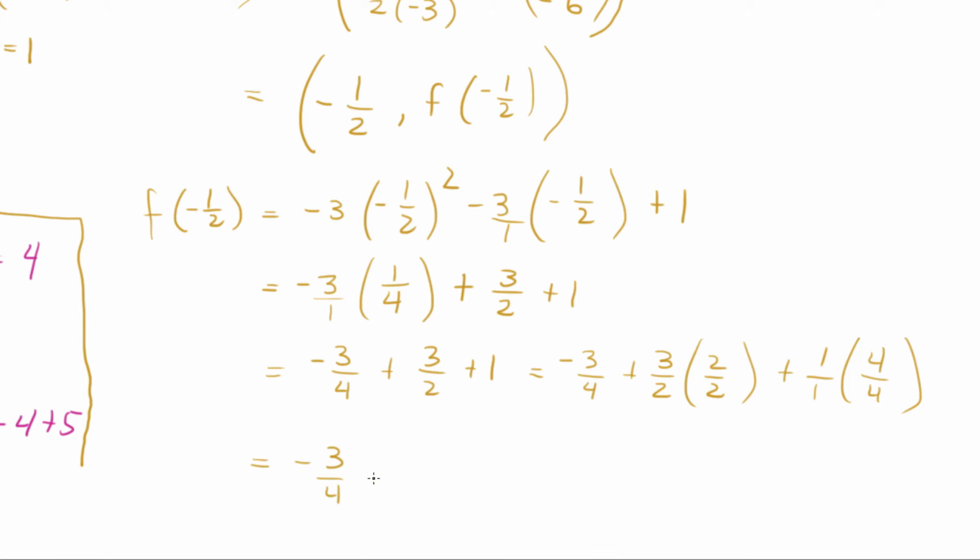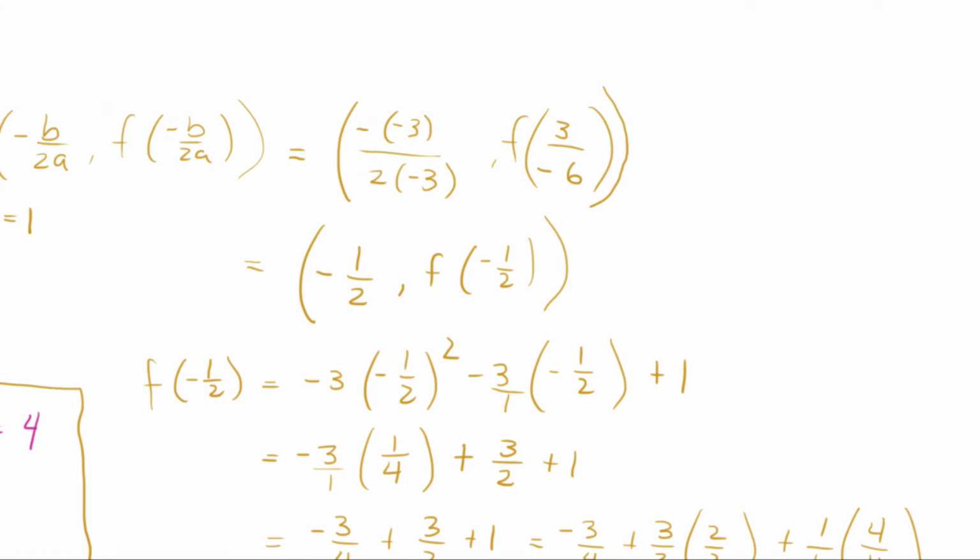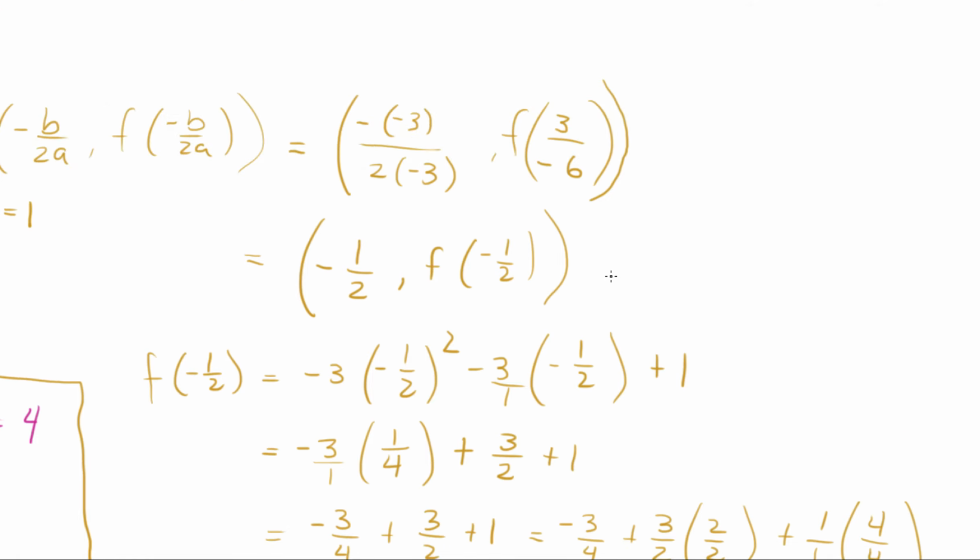-3/4 plus 6 over 4 plus 4 over 4. That gives us, well, 6 minus 3 is 3, plus 4 over 4 is 7/4. And that will be your y coordinate for the vertex. So the vertex is -1/2, comma, 7/4.